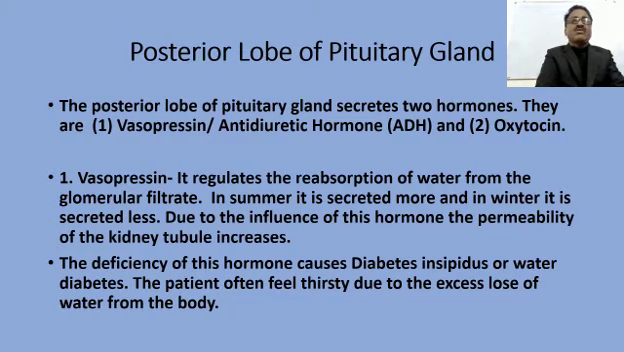Therefore, this hormone will be secreted more, so that more reabsorption takes place from the glomerular filtrate. And at the same time, in winter, its secretion is diminished. Therefore, the permeability of the kidney tubule will decrease, and due to this, the reabsorption of water from the glomerular filtrate will be decreased. The deficiency of this hormone causes diabetes insipidus, or it can also be called water diabetes.